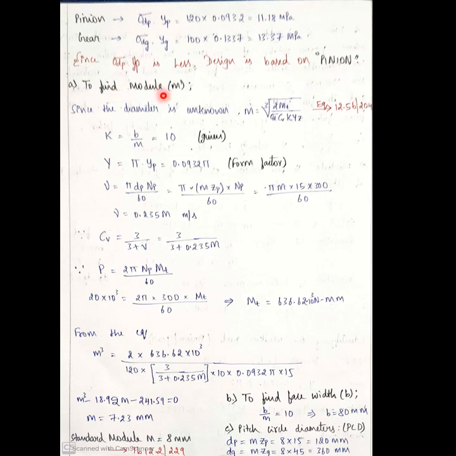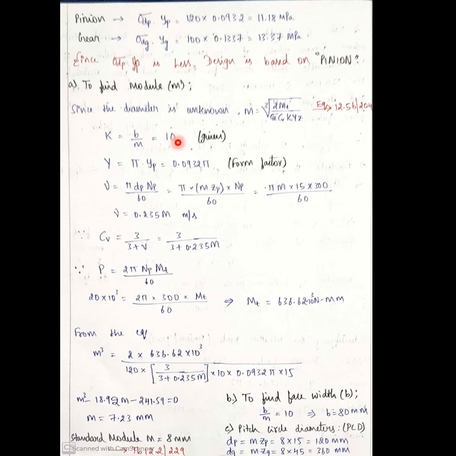To find module, next step, as you all know, the diameter is unknown, hence we are taking this formula. This formula we will get from the data handbook. It is equation 12.5, page number 204. Here, see the unknown values. The very first step, he has given this b is equal to 10m.